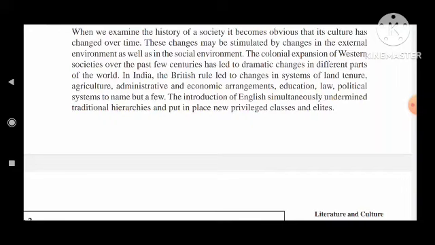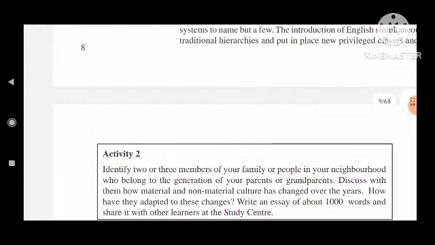The introduction of English simultaneously undermined traditional hierarchies and put in place new privileged classes and elites.